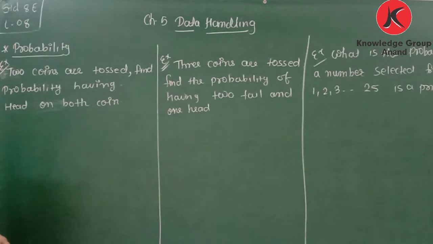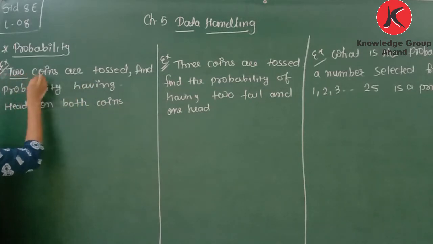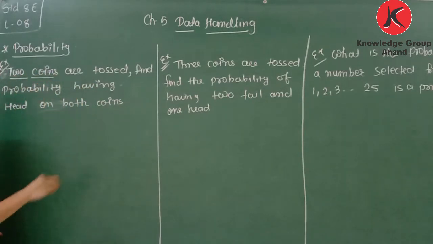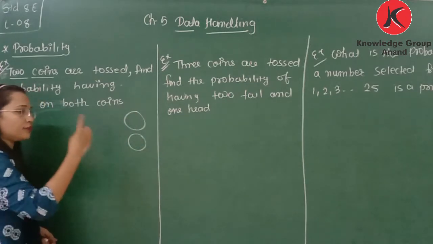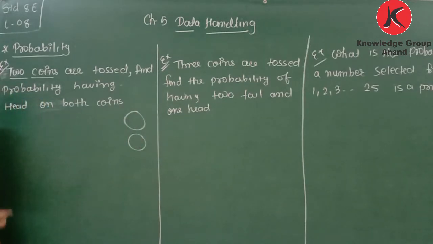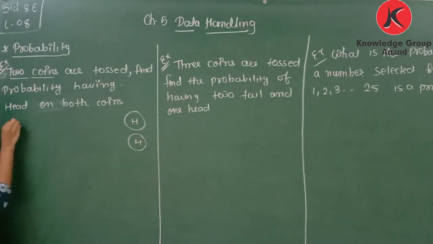So let's start with the first. Here, first, 2 coins are tossed. Find the probability of having head on both coins. So here, how many coins are tossed? You can see the 2 coins are tossed. So if we have this kind of coin, 2 coins, and we toss both of them, what is the probability of having 2 heads? That is one probability.